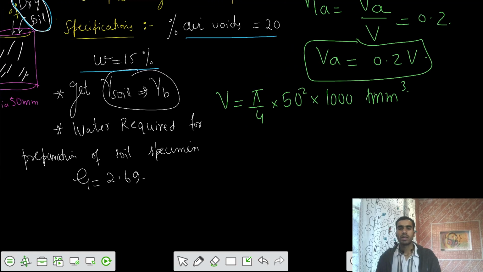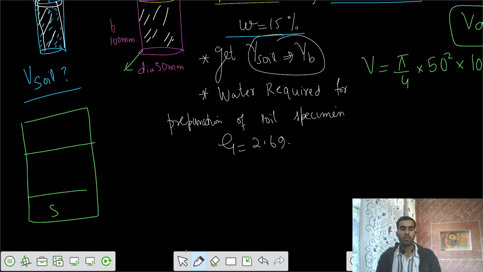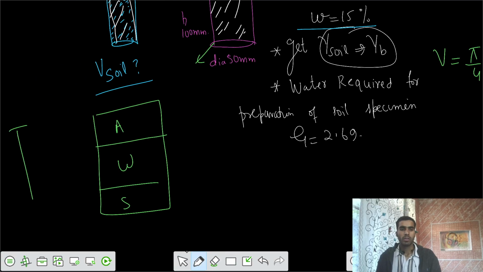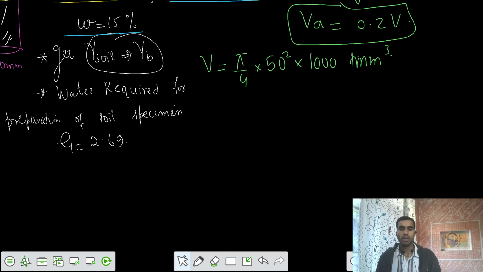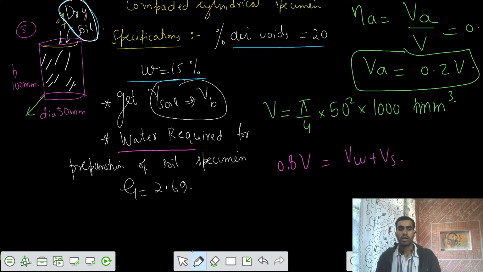That means all the other volume is only because of volume of water and volume of solids. So if we make a phase diagram, we have solids, we have water, we have air, and if the total volume is V, the volume of air is 0.2 V. That means the remaining part of the volume is 0.8 V. So 0.8 times V is actually the volume of water plus the volume of solids.